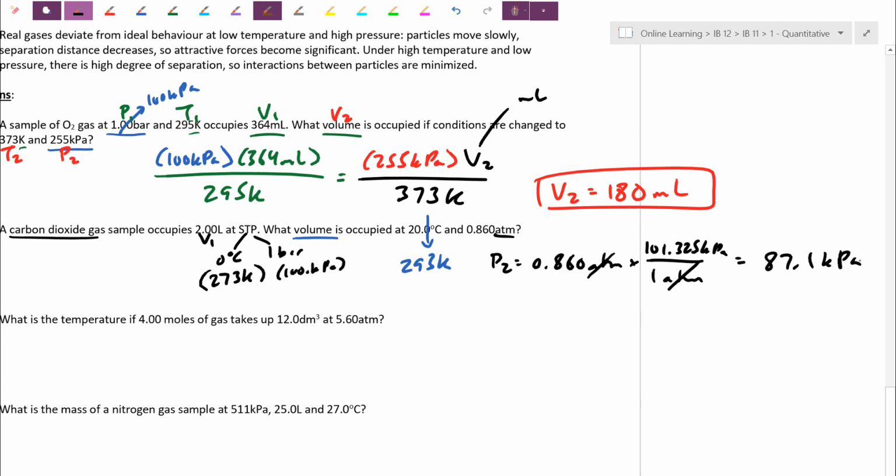Now that the pressure unit is the same, you can then punch it in the same way and actually calculate the new volume. So careful, you do actually need to know what STP is. Sometimes you just shortcut that.